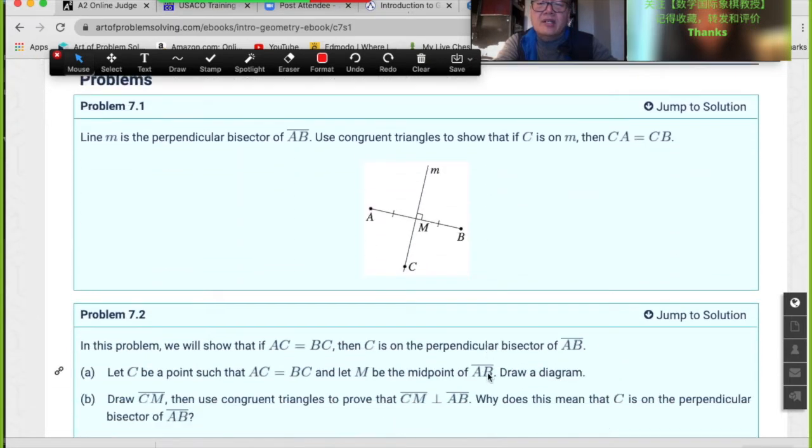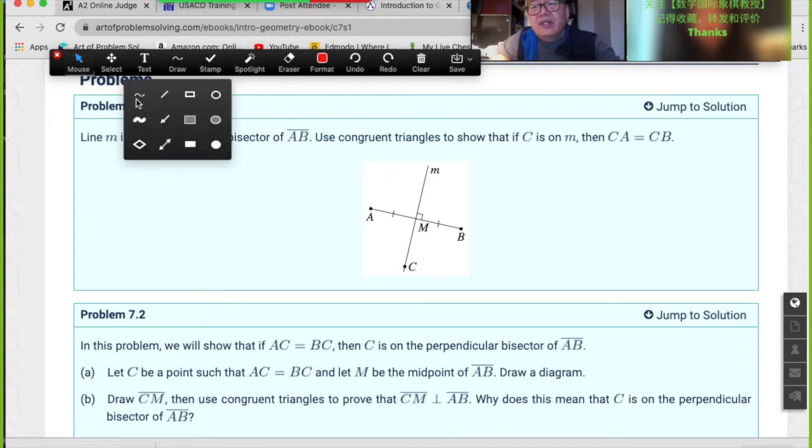So now let's see this example. Can you read this 7.1? The line M is the perpendicular bisector of line segment AB. Use congruent triangles to show that if C is on M, then CA equals CB. This sign doesn't have the arrow here. That means this one is a segment. I said line segment. Yeah, segment.